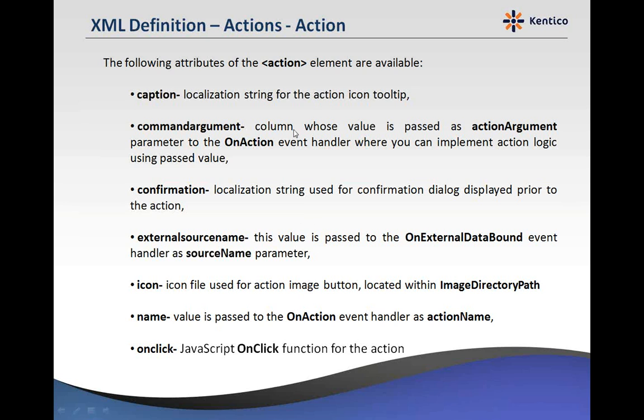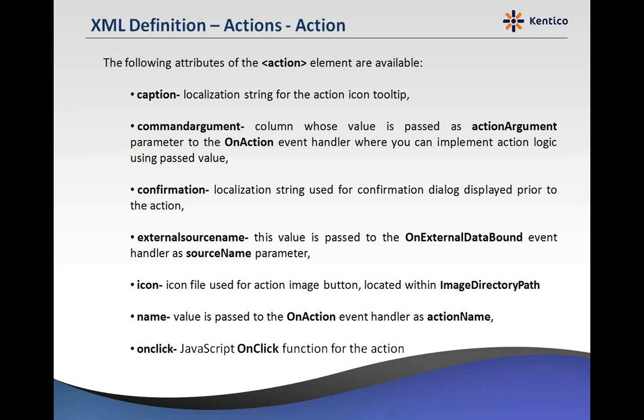Then there is a command argument attribute. The name of the column whose value should be passed as the action argument parameter of the on-action event handler is specified in here. So you can specify a column name, and whenever the button is clicked, so the grid view fires the on-action event, the value of this field for the particular row, particular column, is passed as an action argument. So in the on-action, you can use the value to identify the user, for example, and so on.